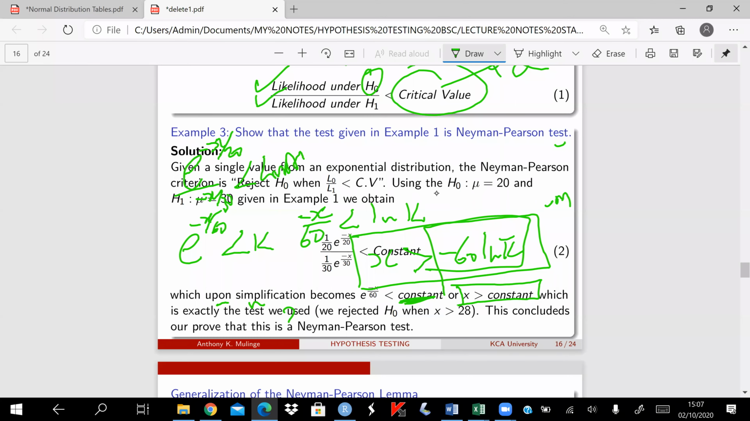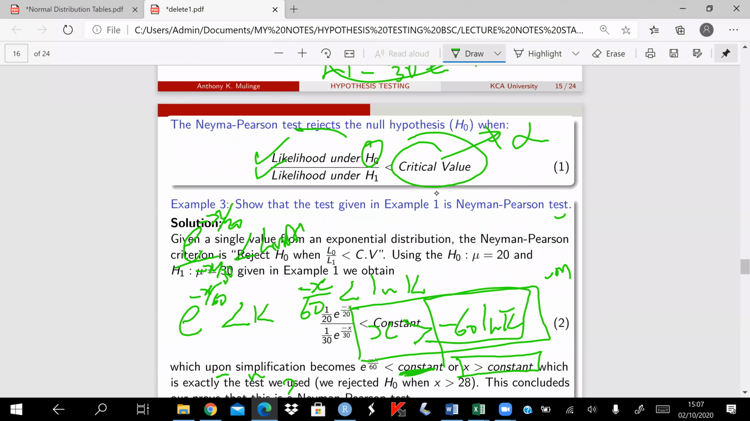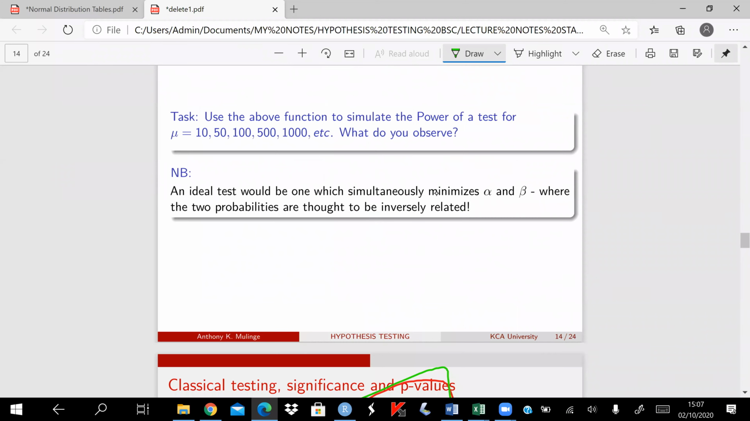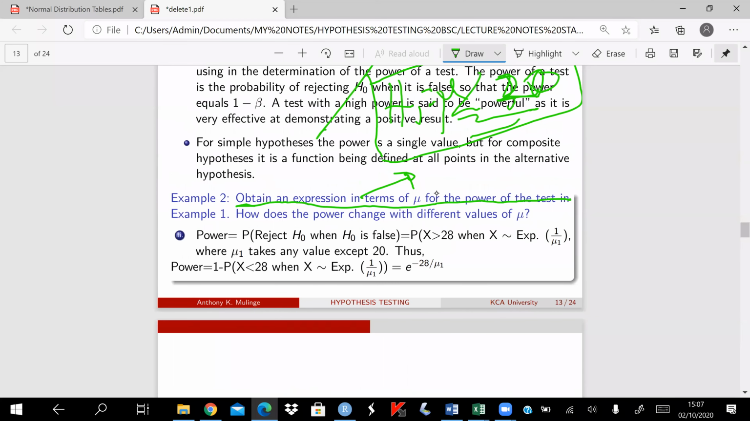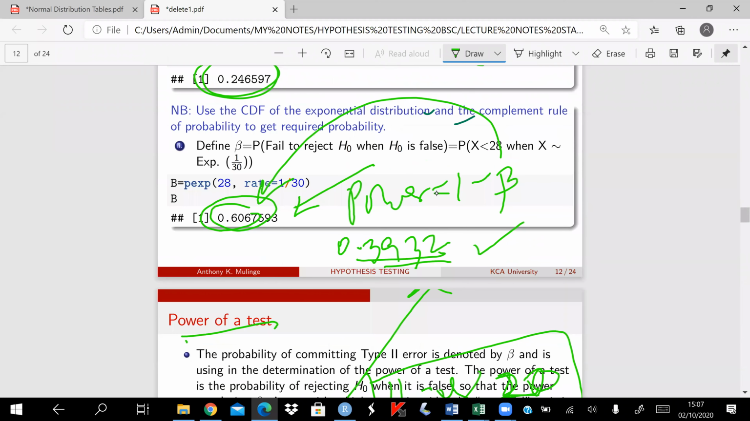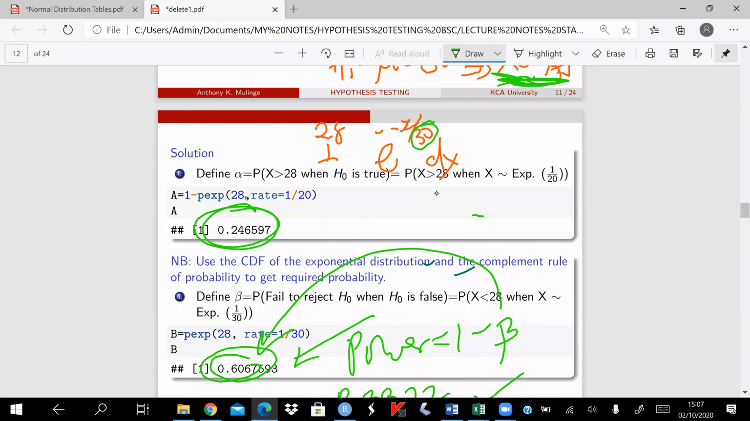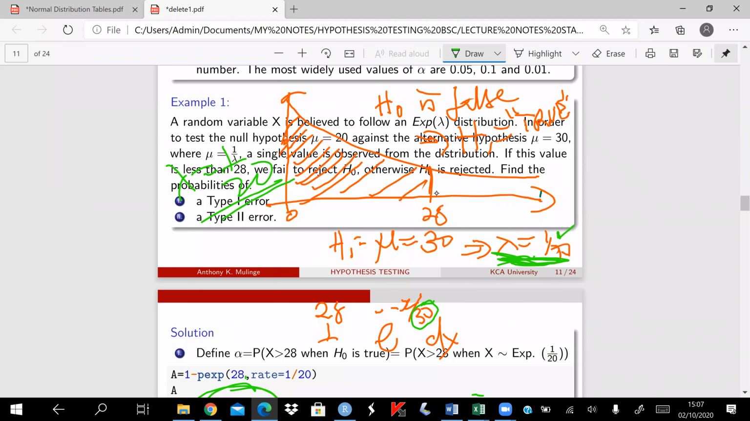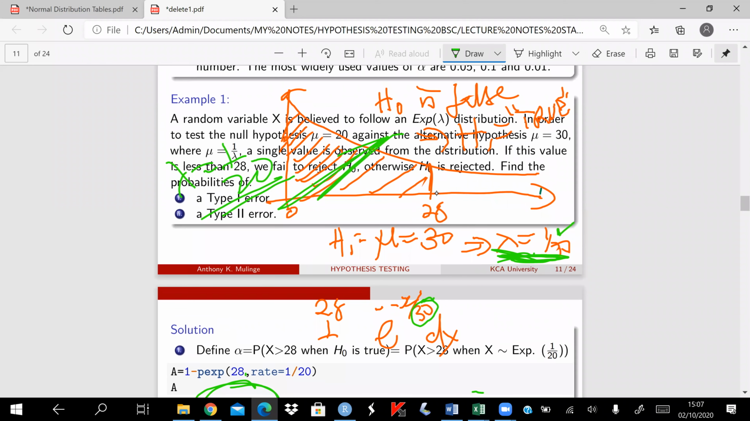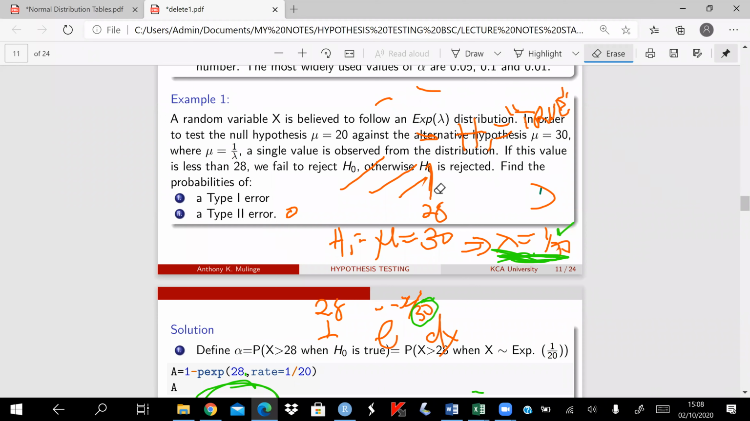And if you remember, we were rejecting the null hypothesis. Let me take you up there. Where is that example? We were rejecting the null hypothesis when x is bigger than 28 here. We were rejecting the null hypothesis when x was bigger than some constant, and specifically the constant here was 28. So this is what we said. If the value is less than 28, we fail to reject, or we reject H naught when otherwise.